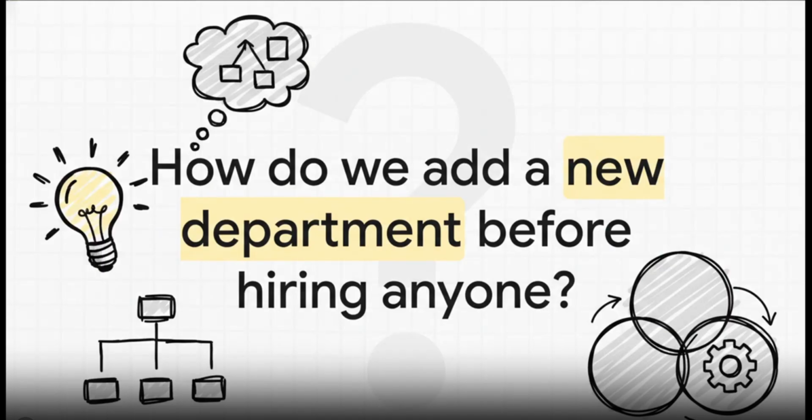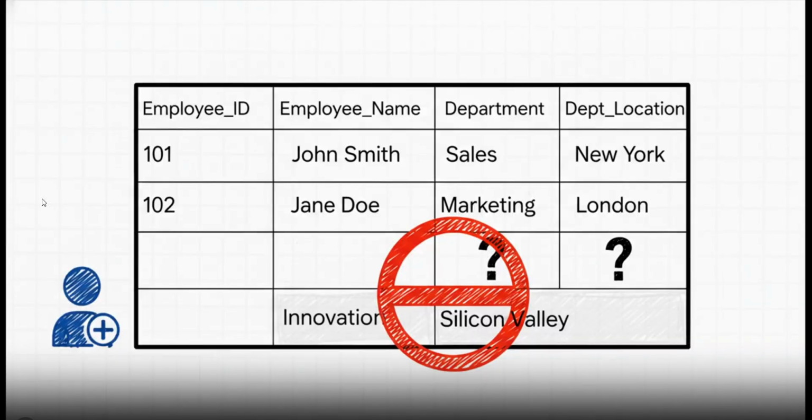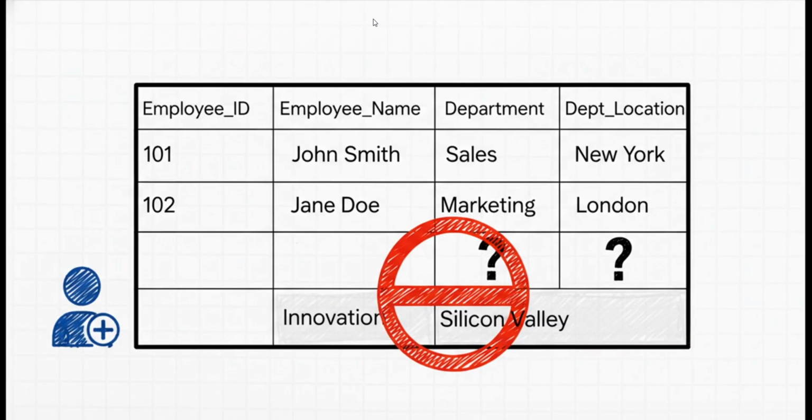Okay, so let's try something else. The company is spinning up a new innovation department. It's official, but they haven't hired anyone yet. How do we get that new department into our system? And the answer is, you can't. With this setup, it's actually impossible. The whole table is built around employees. If you don't have an employee ID to put in the first column, you can't add the department's info at all. This really frustrating limitation is what we call an insertion anomaly.